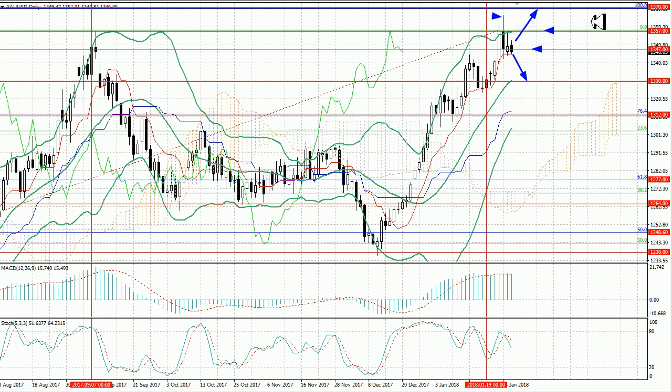Technical indicators show the possibility of the fall. Stochastic is directed downwards, MACD histogram is stable in the positive zone. In general, the decline seems probable, but the resumption of growth above 1357.0 cannot be ruled out.